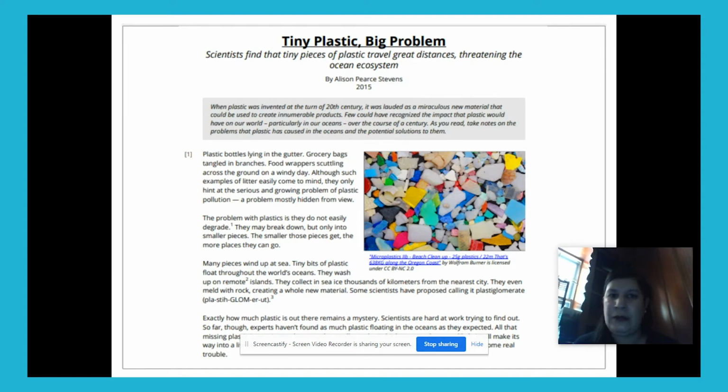Tiny plastic, big problems. Okay, so I see there's probably a problem with little tiny pieces of plastic. Let's look at paragraph 1 together.